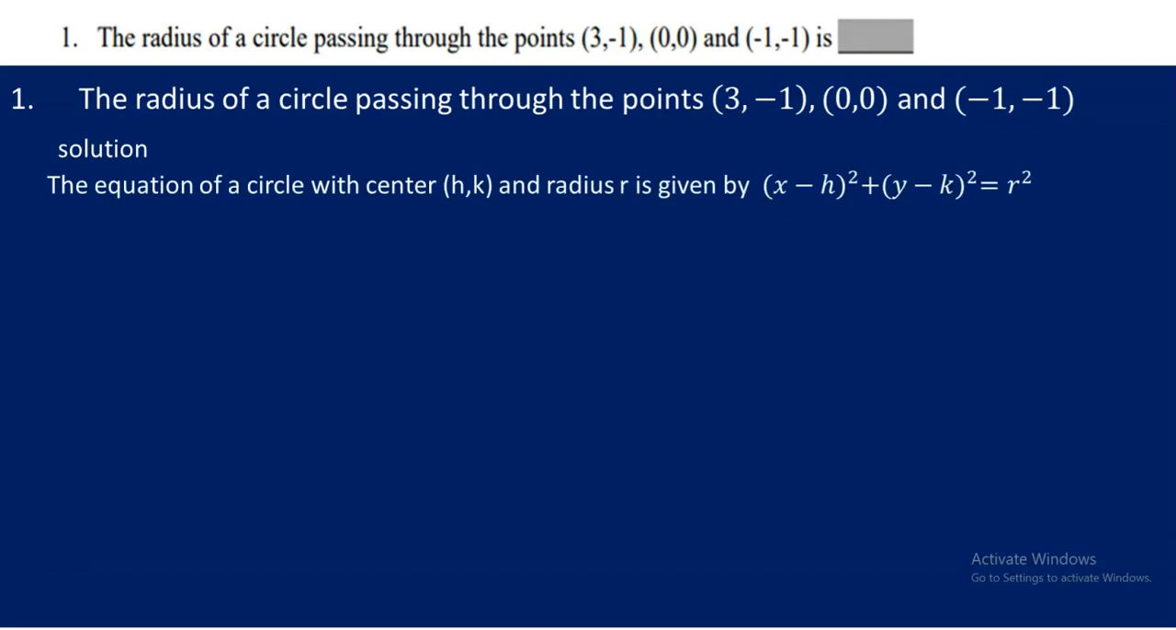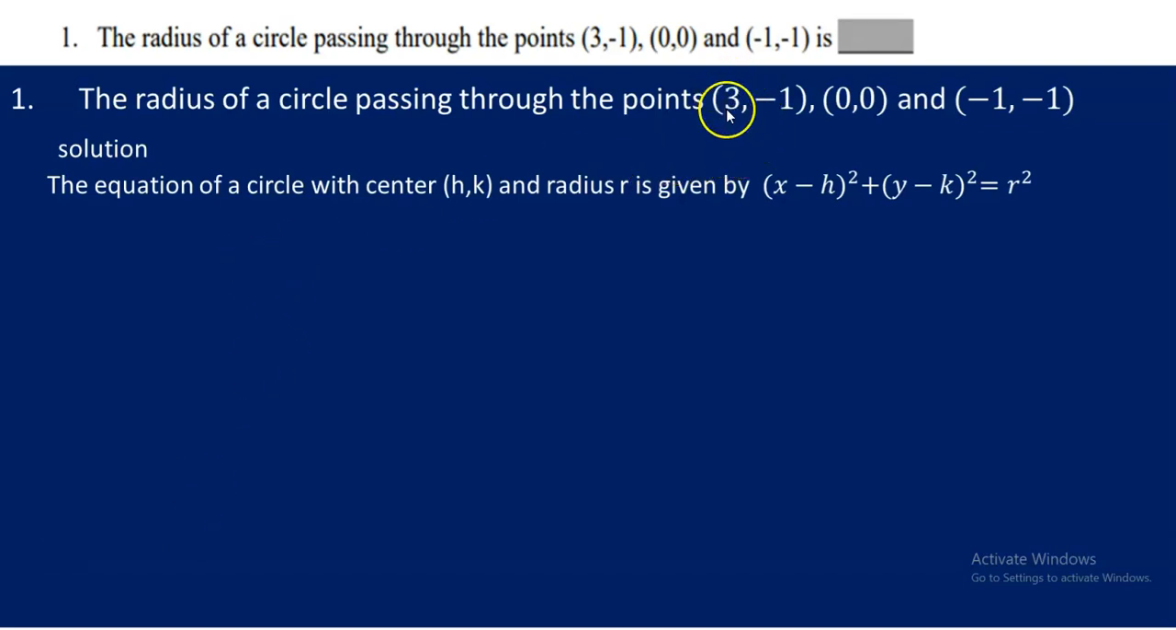As you all know, in our class discussion, we have studied the standard equation of the circle. With center (h, k) and radius r, it is given by (x - h)² + (y - k)² = r². So these 3 points are given to you.